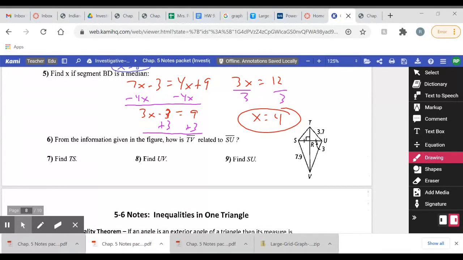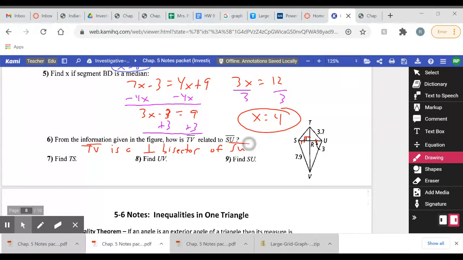Okay. Now, last little bit are some of those theorems we talked about under the construction we didn't do. So in this case, it says, from the information given in the figure, how is TV related to SU? Well, I can see this right angle symbol, and I can see these congruent marks. So I therefore know that TV would be a perpendicular bisector. I'm going to do the symbol for that, perpendicular bisector. Remember, upside down T stands for perpendicular.